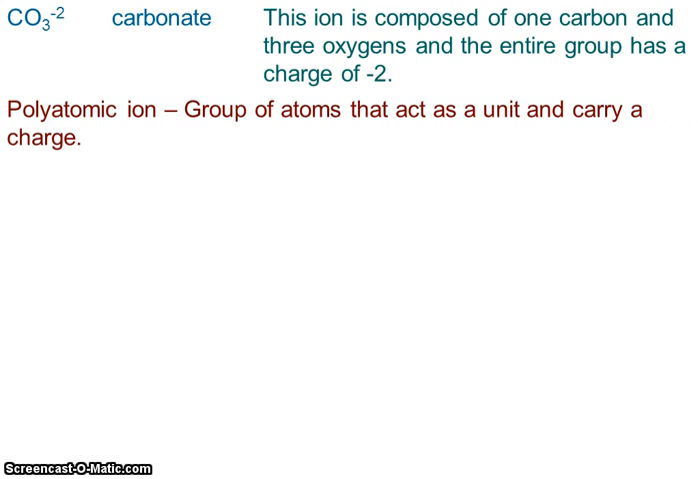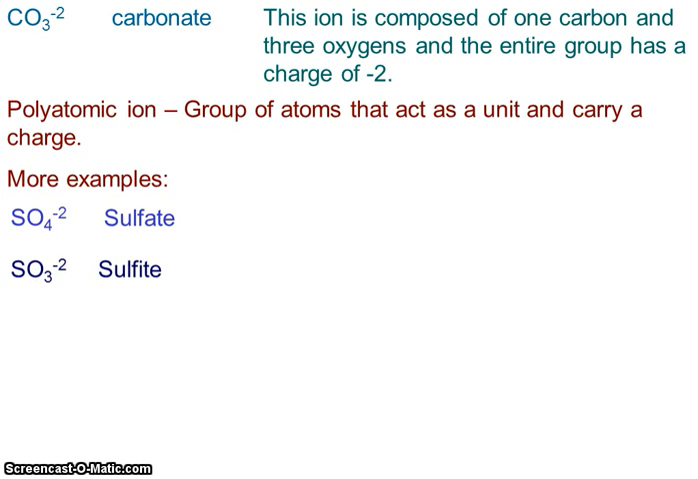So anytime I see a group of atoms like that carries a charge, it's a polyatomic ion. Here are a few more of the ones that you've got to memorize, but this is by all means not all the ones you're responsible for. SO4 negative 2 is sulfate. SO3 negative 2 is sulfite.